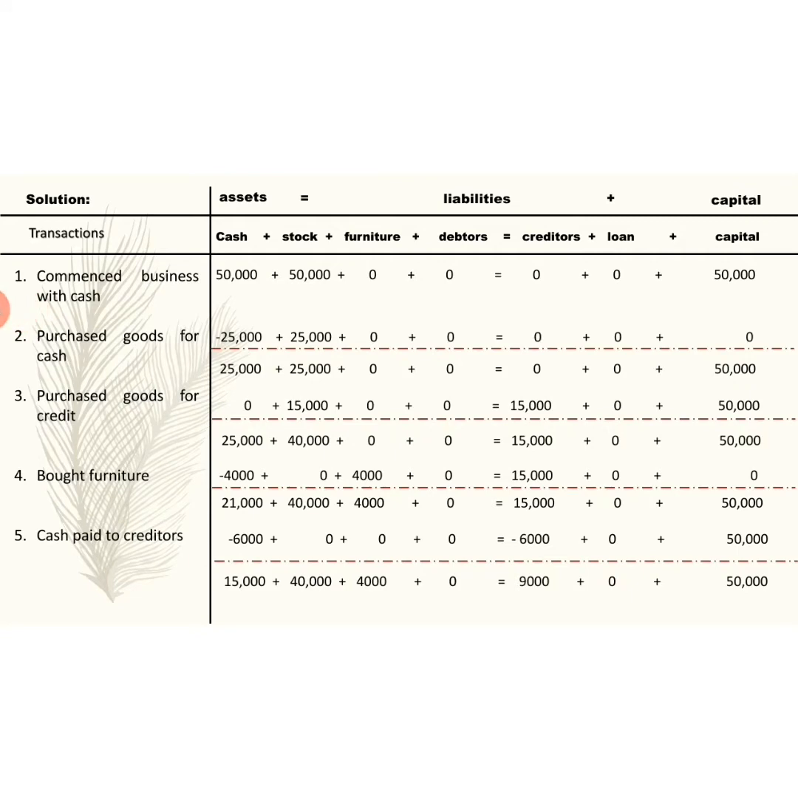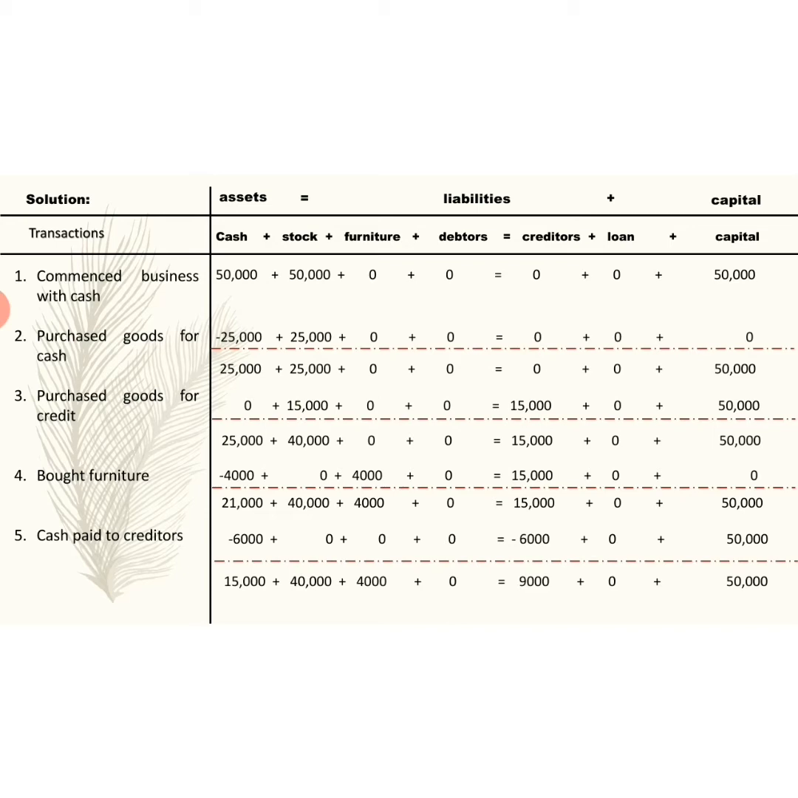Now if you look at the format, the first row of the format is assets equal to liability plus capital, which is the accounting equation itself. Now coming on to the second row: transactions, and then cash, stock, furniture, debtors equal to creditors plus loan plus capital. The assets in the second row are divided into the types of asset. Now how will you understand that cash, stock, furniture will come here?